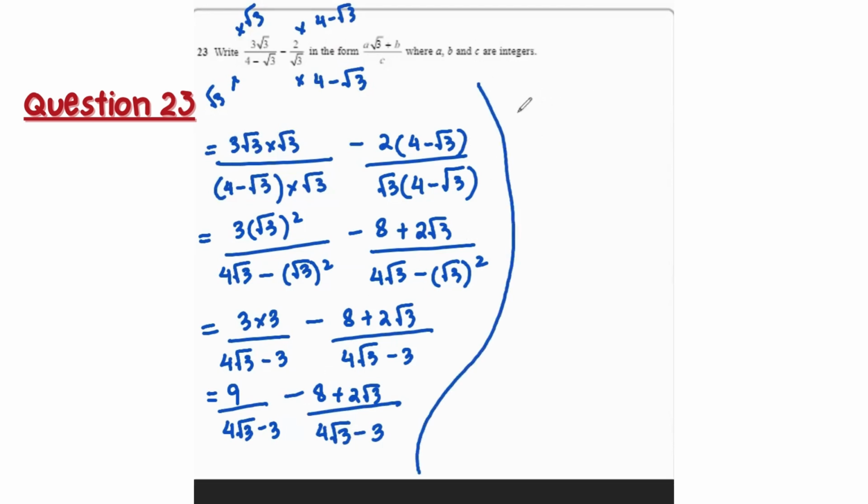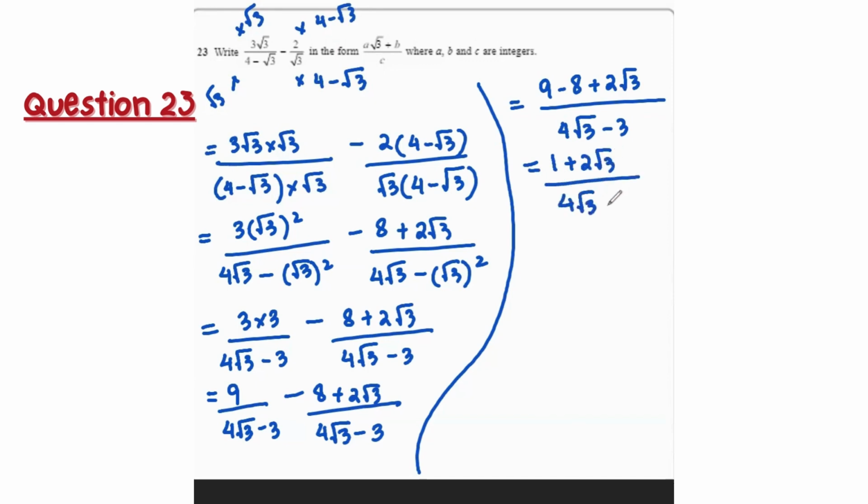Now we can combine the fractions into a single fraction with the denominator of 4 root 3 minus 3 and do 9 minus 8 plus 2 root 3. That's going to give us 1 plus 2 root 3 over 4 root 3 minus 3. Now, if we look at the form given in the question, it's still not the same, because the difference is that there is no surd in the denominator over here. Whereas in our answer, we have a surd, so we need to get rid of the surd. So to get rid of the surd, we need to rationalize the denominator.